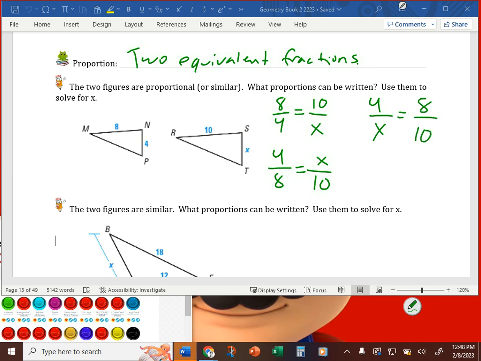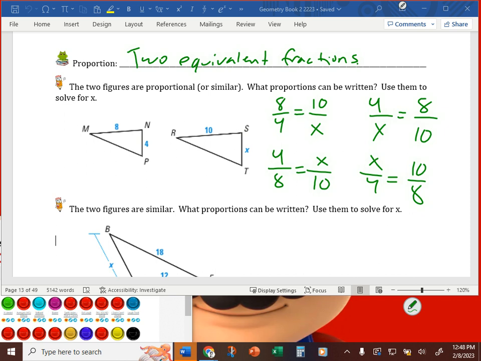Here, we're kind of going from one shape to the next within our proportion, right? 4 and x are from different shapes, but they're corresponding sides. As long as you keep that order, first shape, short side, second shape, short side, and then 8 over 10, first shape, long side, second shape, long side, you're going to be okay. And then, of course, you also flip that around. You could do x over 4 equals 10 over 8. That would work also.